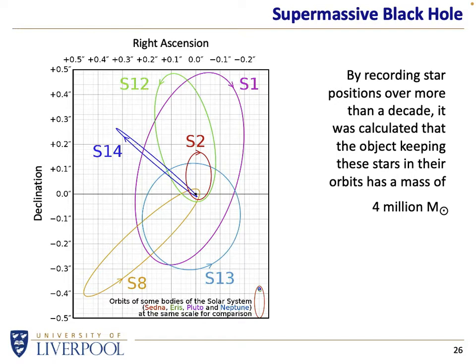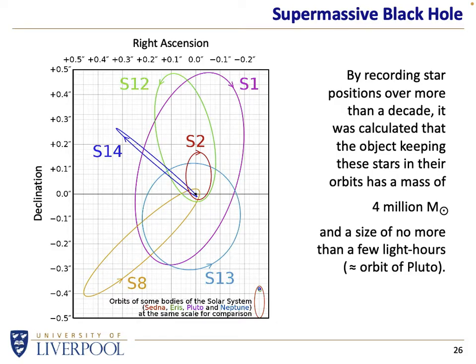So the object holding those stars in orbit has a mass of some 4 million times the mass of our sun, but it must be quite small, otherwise these stars would go banging into it. So it must be actually quite tiny. It's thought that that object must be considerably smaller than our solar system, for instance. So it's got the mass of more than 1 million times our sun, and yet it's physically quite compact. And so we believe it is a so-called supermassive black hole, SMBH.